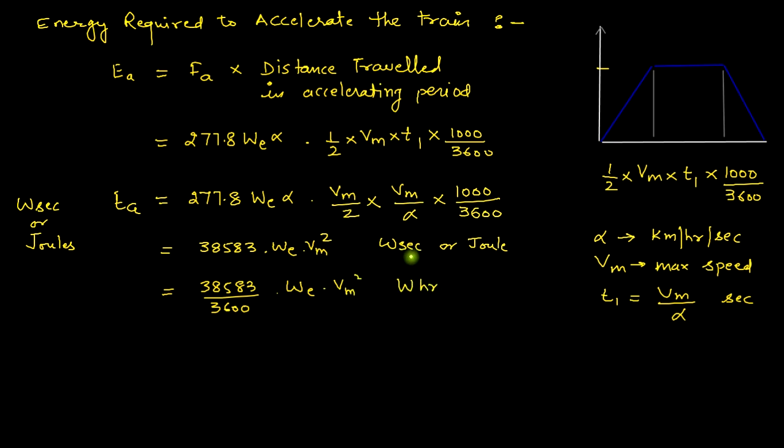We are converting this in watt hour because as per the definition of specific energy output, it was watt hour divided by kilometer ton. So that is why we are converting this watt second into watt hour. So the final expression will look something like this: 0.01072 We times Vm square watt hour. This is the final expression for the energy required to accelerate the train.